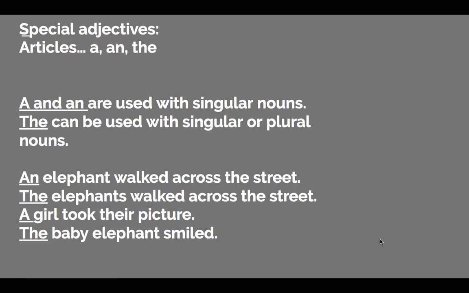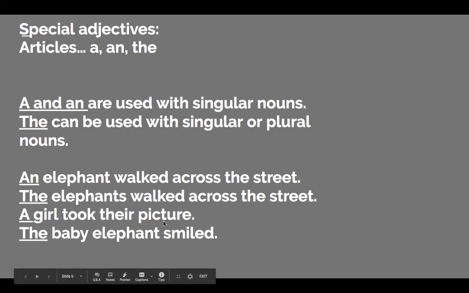All right, then we had one little activity on articles. Those are special adjectives, just the little short words that give us a little bit more clarity in our sentences. So we use the words a and an with singular nouns. Remember, singular means one. And the can be used with singular or plural, and it just depends on how definite you want to be in your sentences.